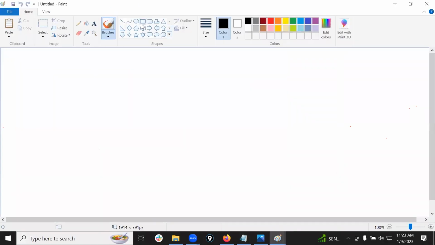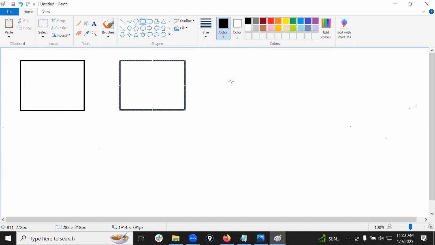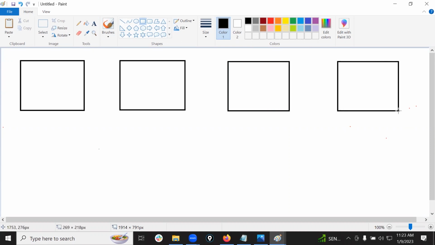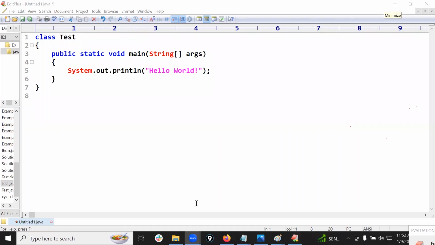Assume that we have multiple operating systems. This is one operating system. This is another operating system. This is another operating system. And this is another operating system. Let's say this is... Everybody understood now? Sir. Till here understood?